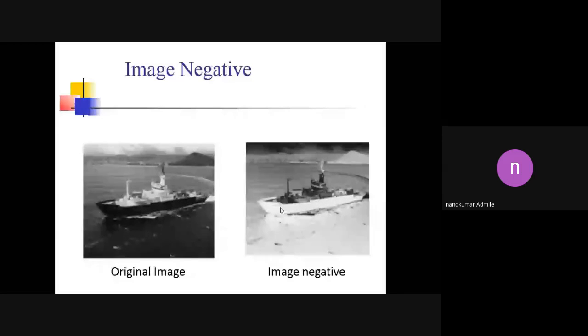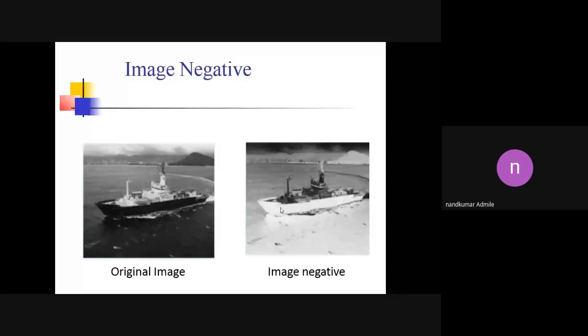Okay, so in point processing techniques, we can study different types of techniques. We'll give a small review of each technique and the exact meaning or function of each technique. So the first technique is image negative.